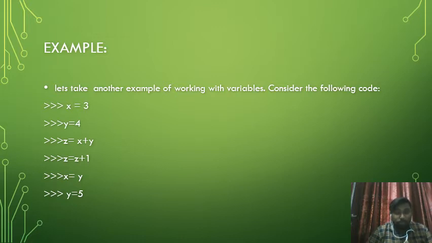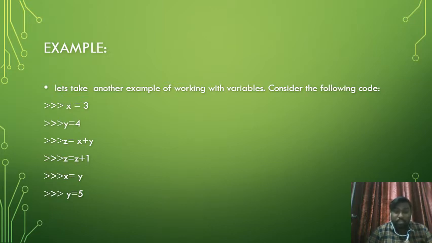x equal to 3 and y equal to 4 and z equal to x plus y. We have three variables x, y, z. x has the value 3 and y has the value 4, and z has x's value plus y's value, calculated and kept in z. And z equal to z plus 1. This is called shorthand. The z equal to z plus 1, because previously in the third line we already set a value, and that value will be added along with 1.